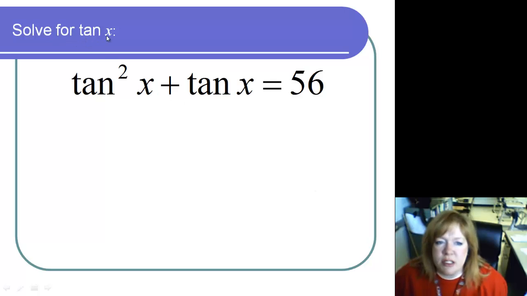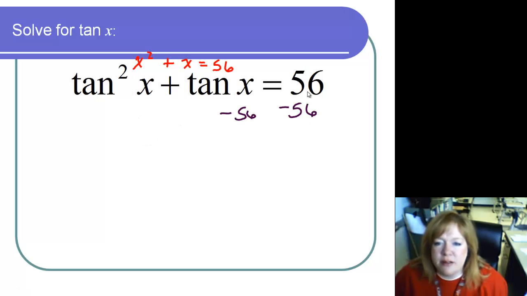So this says solve for the tangent of x, and you've got tangent squared of x plus tangent of x equals 56. This is just like if I had a squared plus a equals 56. The only thing is you got an ugly looking expression, but think of it as just a single variable. So what you're going to do first, I think about it like x squared plus x equals 56. How would you solve for x? But instead I got tan x.